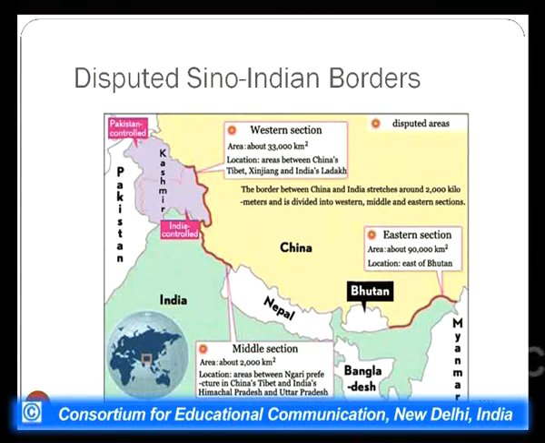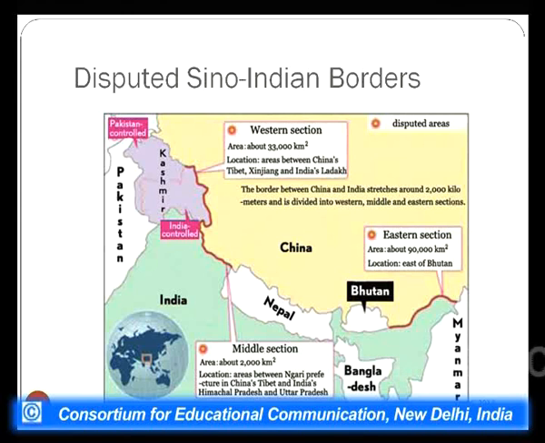I have a slide here, and the slide is about the disputed Sino-Indian borders. If you can see the northern sector, where we have Kashmir, some part of Kashmir has been gifted by Pakistan to China, and that is an issue of dispute because, according to the Indian government and Indian leadership, this was part of India's map. That is one issue of conflict which involves Pakistan, India, and China.